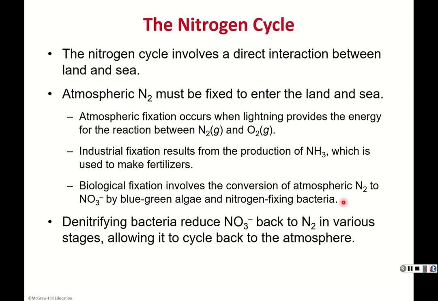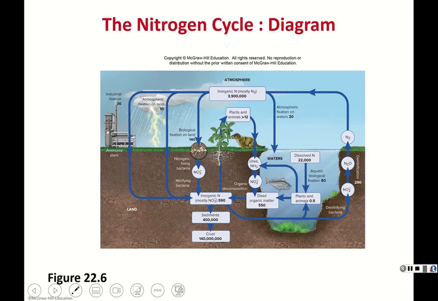Okay. There's also the opposite of that, denitrifying bacteria. They reduce nitrate back into N2 gas, okay, to allow it to cycle back. That way, if you didn't have this step, you could see how, over time, the nitrogen in the atmosphere would just be going down and down and down, and all being fixed into these other compounds.